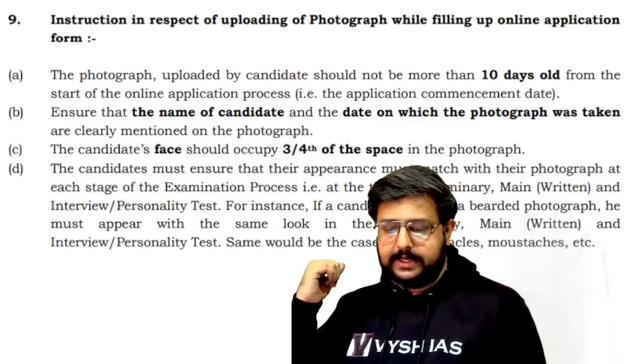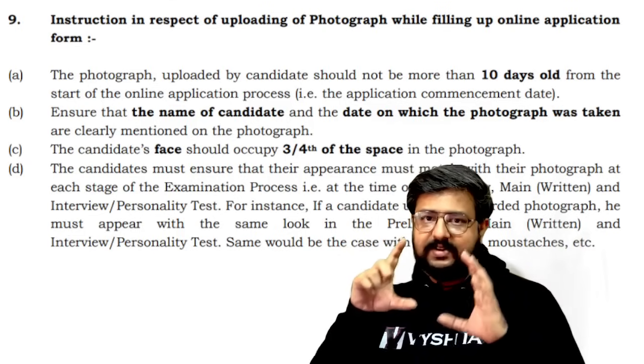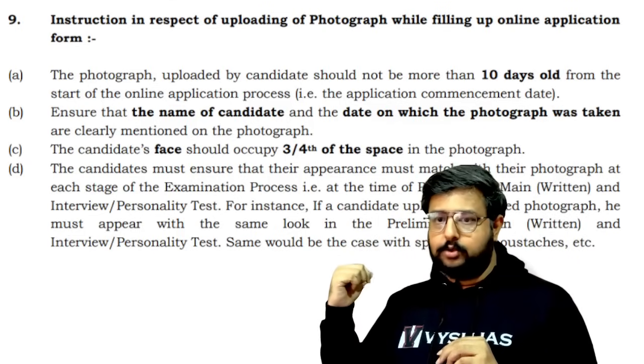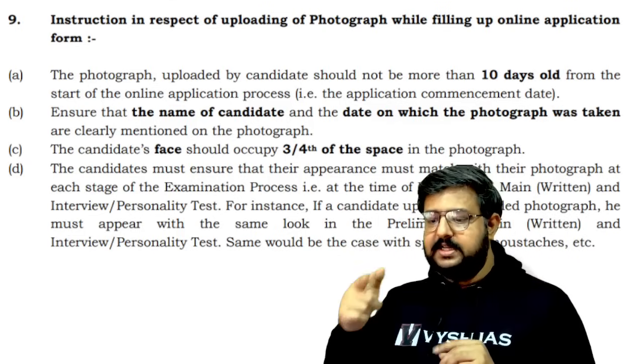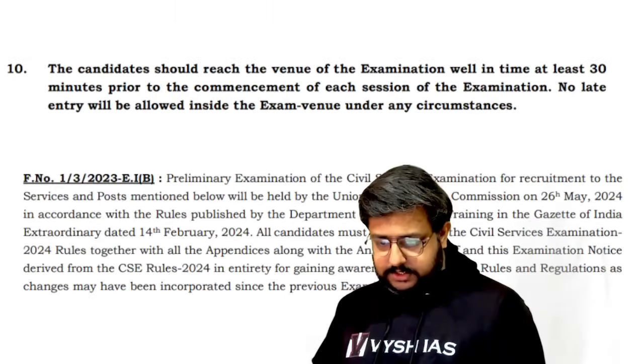Photograph, again point number 9. Last year only 7 points were there. In the notification, compare and see. Last year 7 points were there, this time 10 points. Two extra points: one is this photograph, one is that representation portal they have introduced, and then another change. That much only is the change.